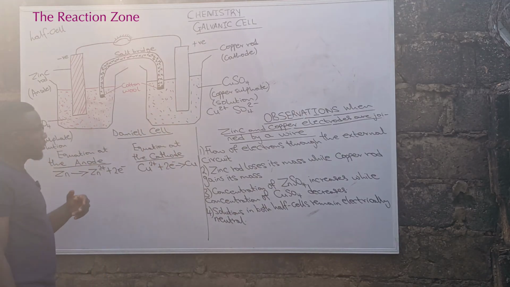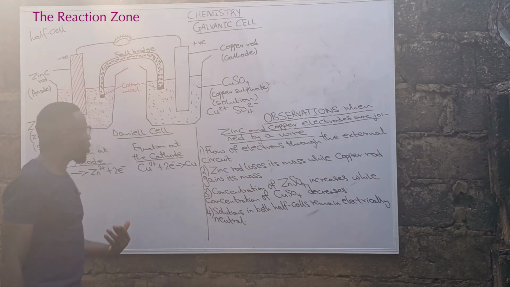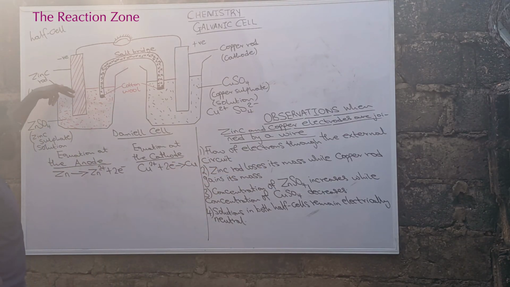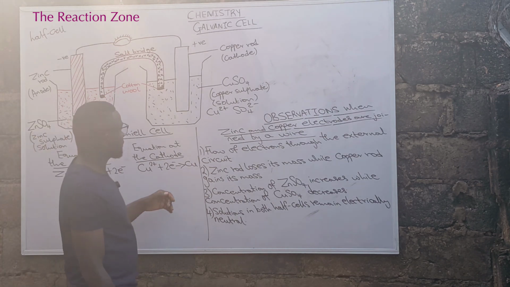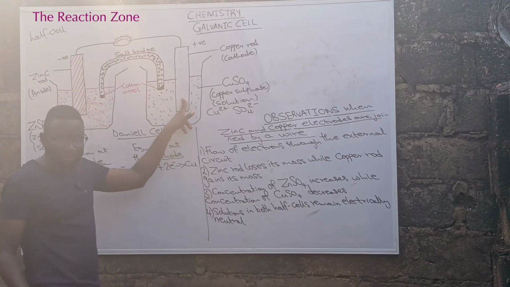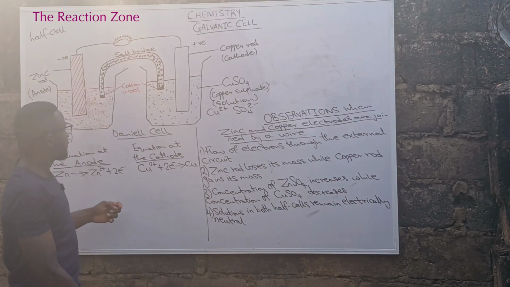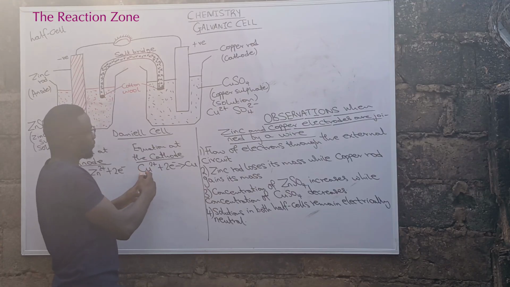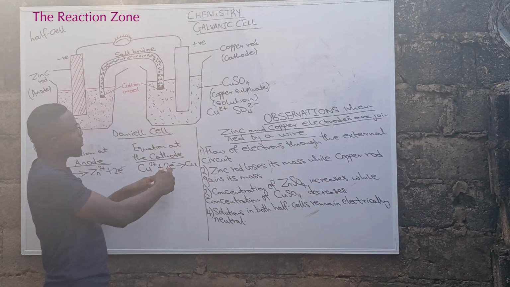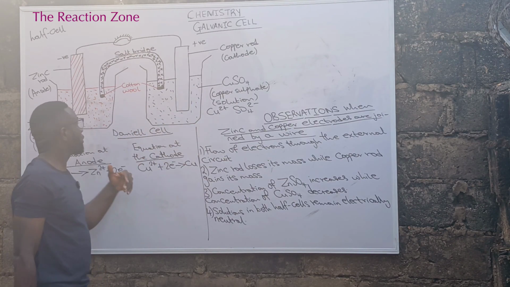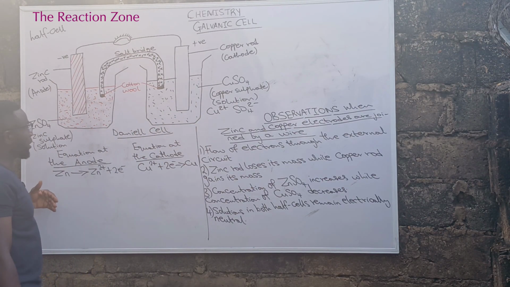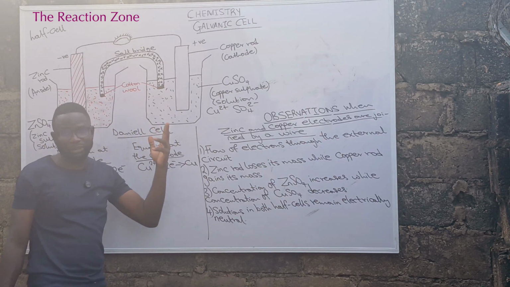So, the zinc rod loses its mass because zinc atoms are ionizing and going into the solution as zinc ions. And the equation for that is what we see here. The copper rod increases in mass because copper 2 ions from the solution are undergoing reduction by accepting electrons and are deposited as copper on the copper rod. So, the zinc rod decreases in mass, the copper rod increases in mass.